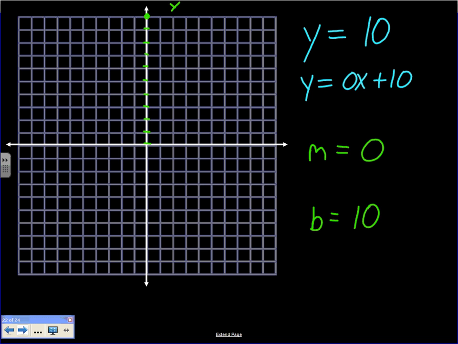Now, a slope of 0, we know we can put it over top of 1. So that means the change in y is 0, we don't move from our y-intercept, but our change in x is a positive 1. So we put a point there, and you can keep moving over 1 and putting those points. And you notice that this is a horizontal line that crosses the y-axis at positive 10. So y equals 10 looks like that line at the very top of the coordinate plane.